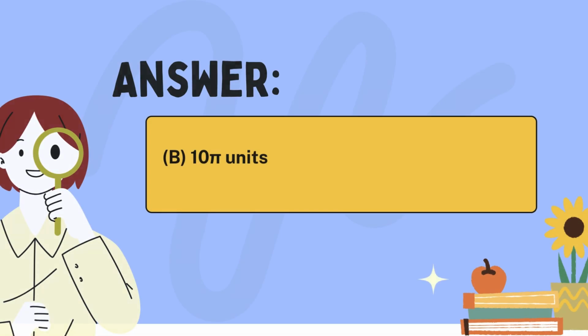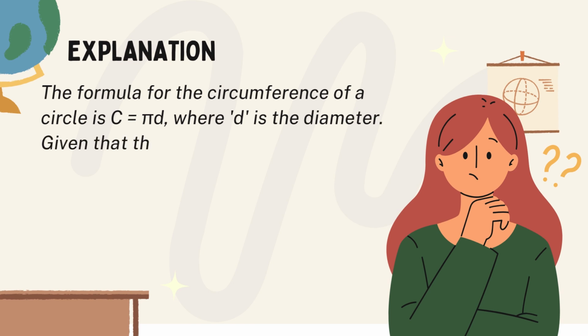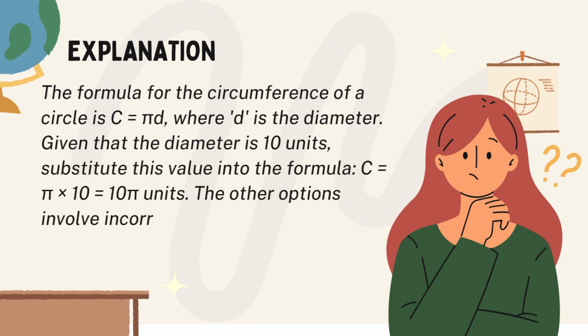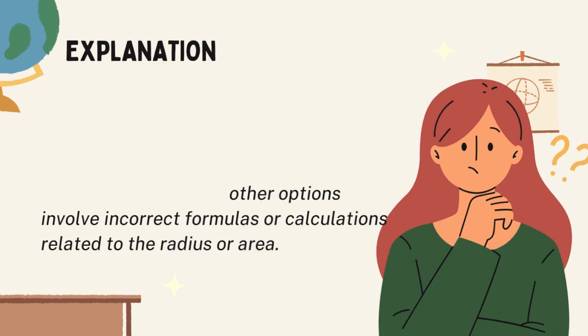Answer. B, 10 pi units. The formula for the circumference of a circle is C equals pi d, where d is the diameter. Given that the diameter is 10 units, substitute this value into the formula. C equals pi times 10 equals 10 pi units. The other options involve incorrect formulas or calculations related to the radius or area.